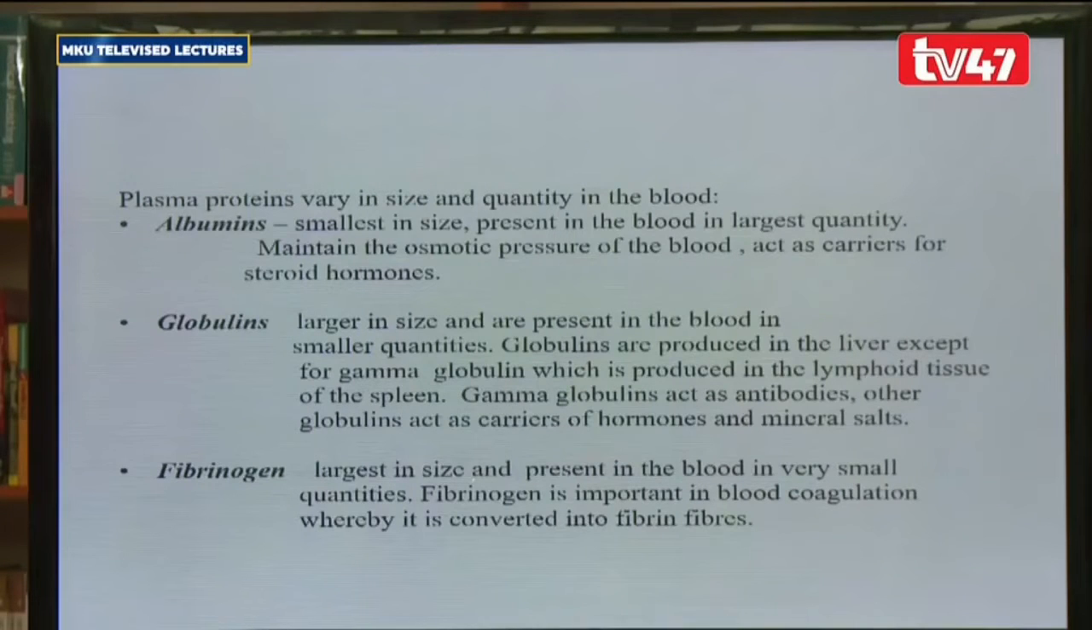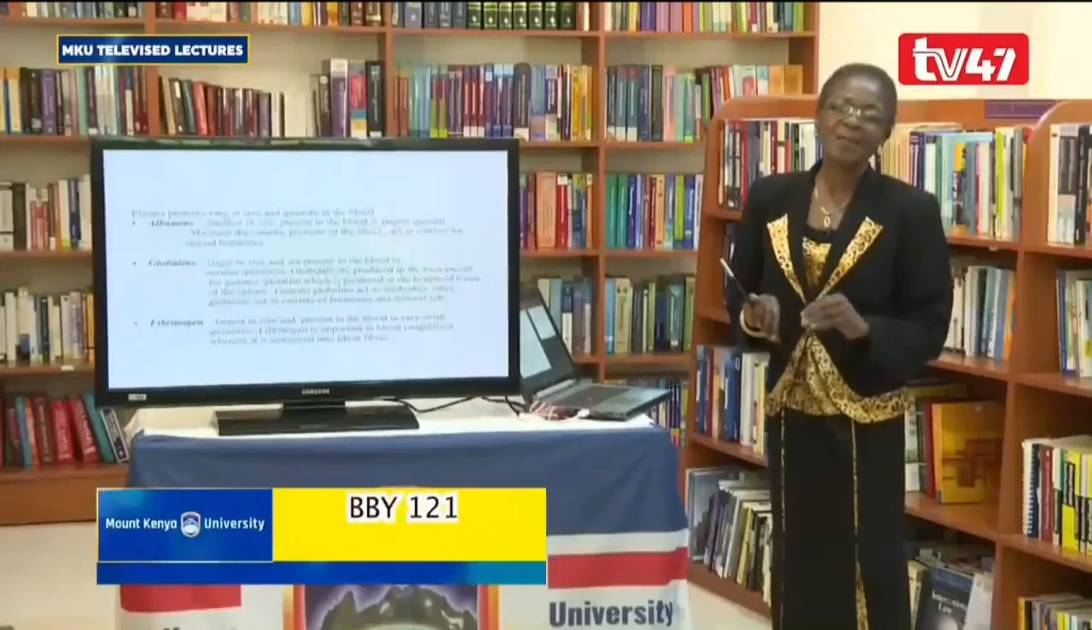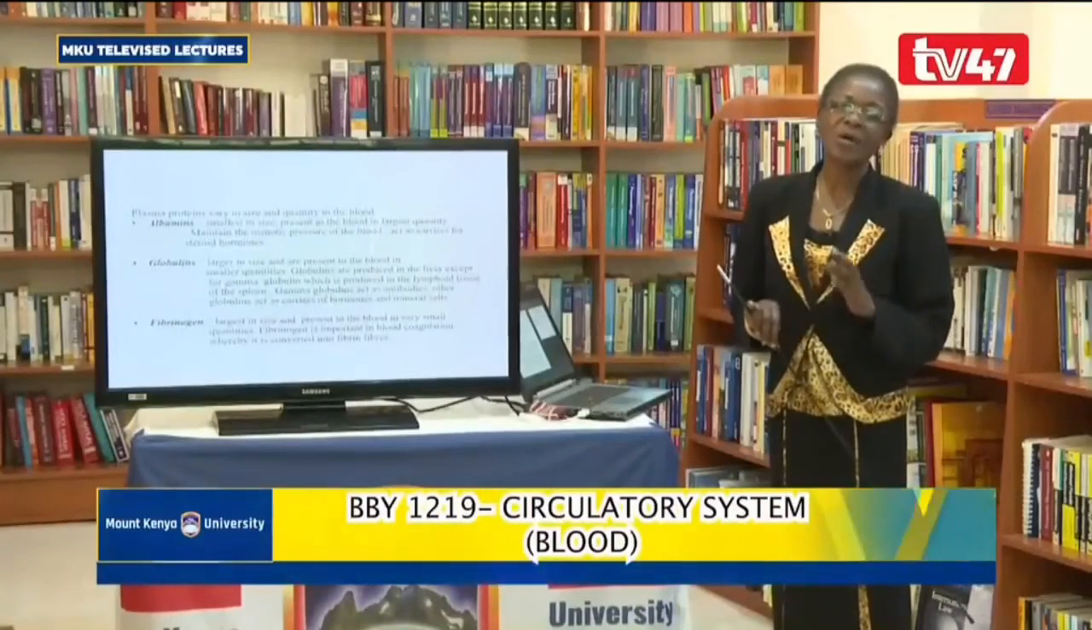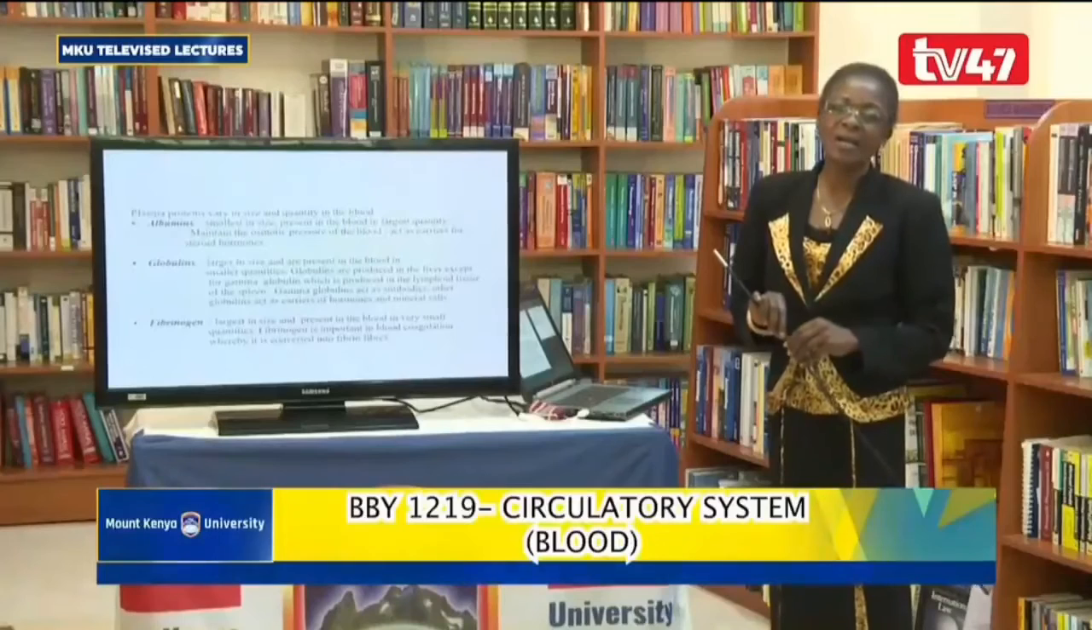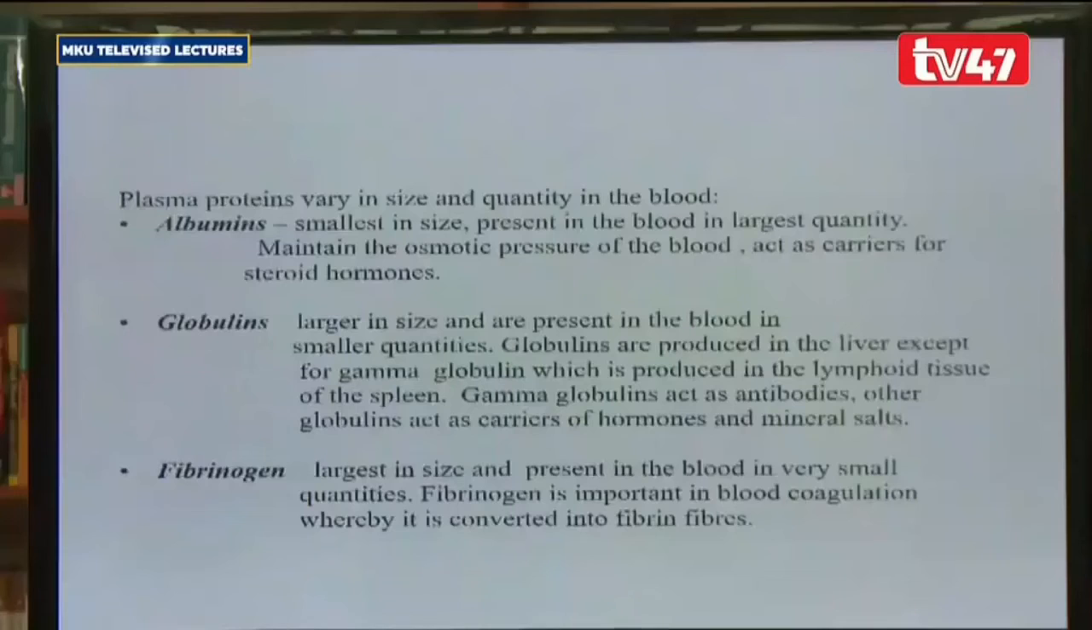And then we have the globulins. Globulins are larger in size than the albumins. They are present in the plasma in smaller amounts compared to the albumins. They are also synthesized in the liver, except a specific type of globulin that we call the gamma globulin. When it comes to the role of the globulins, gamma globulins specifically act as antibodies, and they are produced in the lymphoid tissue.